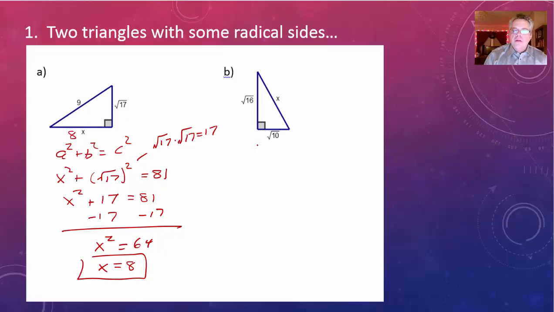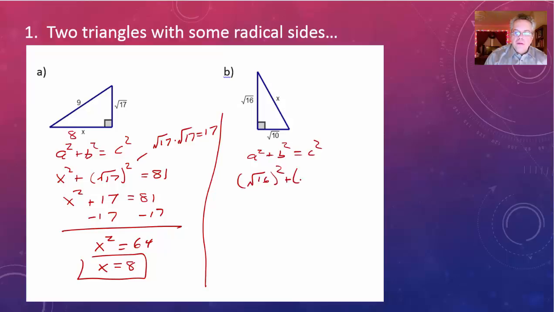Okay, here we go. Let's try this one. Let's draw a line here. All right, a squared plus b squared equals c squared. I'm going to let a be square root of 16. So that's square root of 16 squared plus the other leg squared equals x squared. x is the hypotenuse this time. Square root of 16 squared is 16, plus square root of 10 squared is 10. That has to equal x squared. So I get that x squared is 16 plus 10, which is 26.